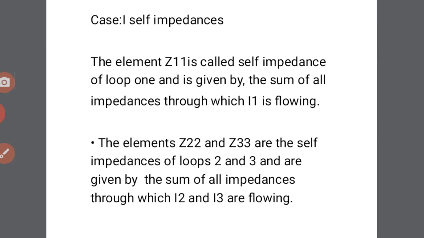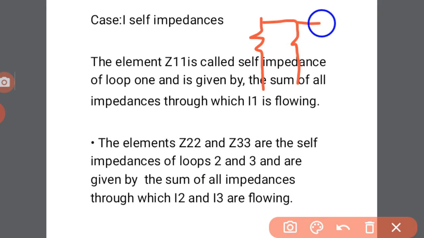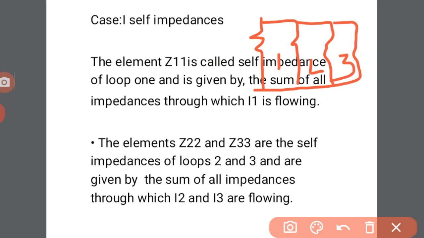Okay, the self impedance, the element Z11, is called the self impedance of loop 1, and is given by the sum of all impedances through which I1 is flowing. Suppose our network has 3 loop equations through 3 loops, that is loop 1, loop 2 and loop 3. In this case this one is equal to R1, R2, R3 and R4. Here, self impedance means Z11.